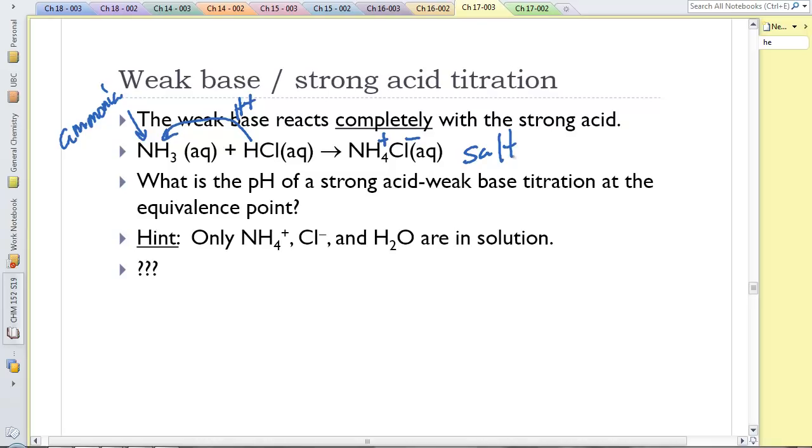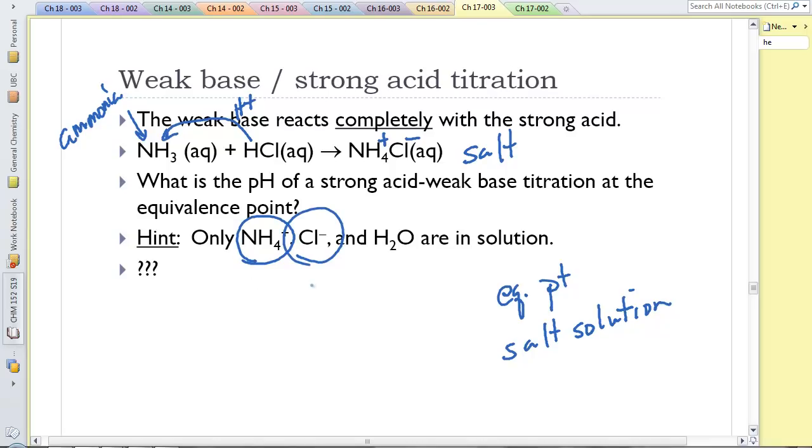At the equivalence point, you've added just the right amount of acid to completely react with that base. So again, at the equivalence point, all we have is a salt solution. Okay, acid is gone, base is gone. This salt solution contains NH4+ and Cl-. We've already talked about chloride, conjugate base of a strong acid. That has no base strength in water. Don't worry about that. But what about NH4+?